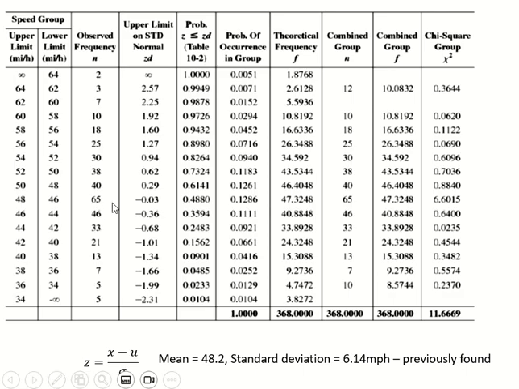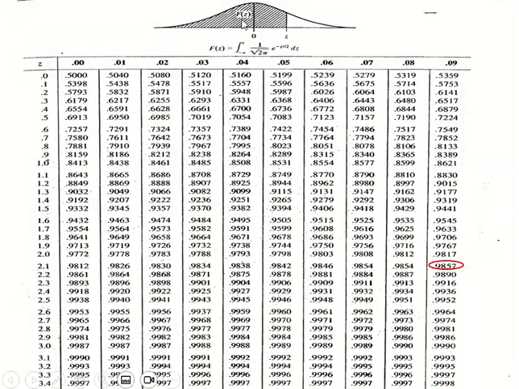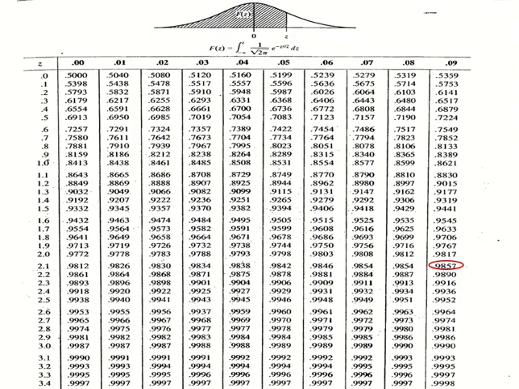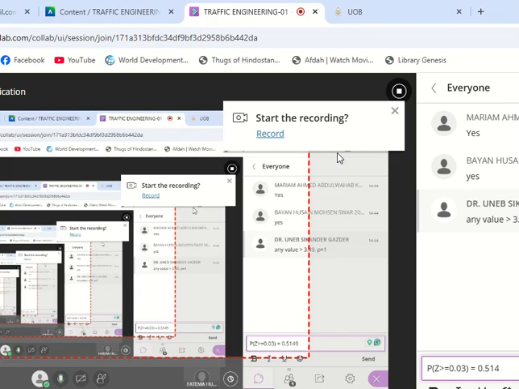So what we will do, for example, I have a z value of negative 0.03. I need the probability for this z value. I'll go to the z table and just look at the value. The value is 0.03. Forget about the minus. 0.03 is 0.5120. So the probability for 0.03 is that value. Where is it? 0.5120, sorry.